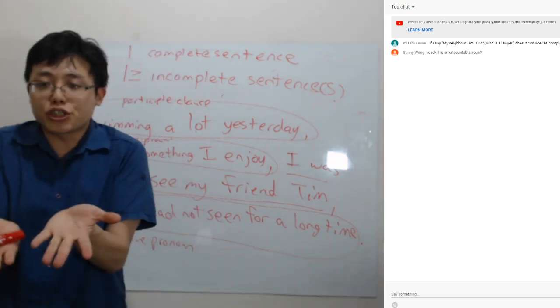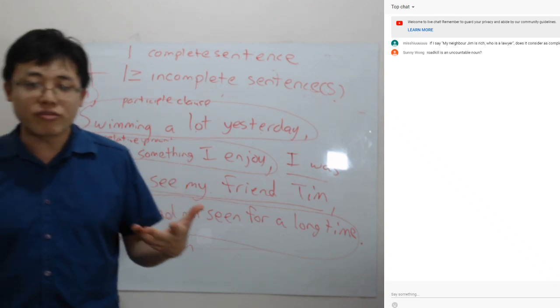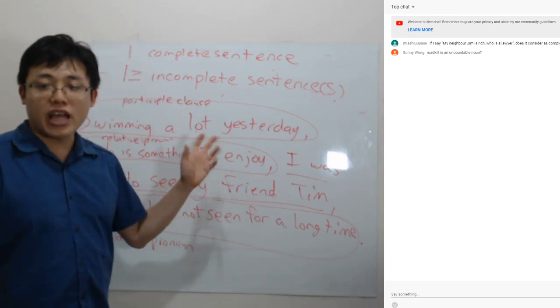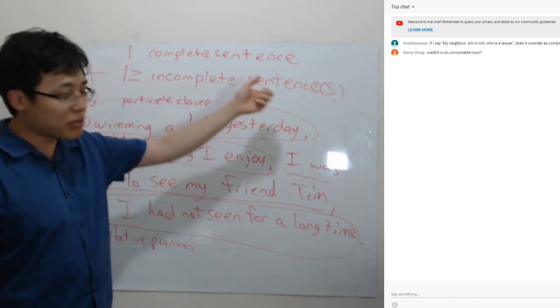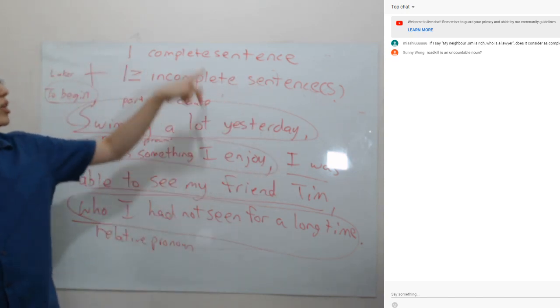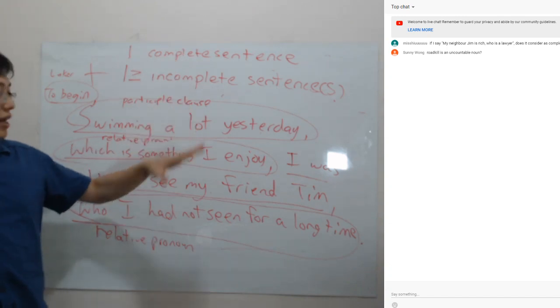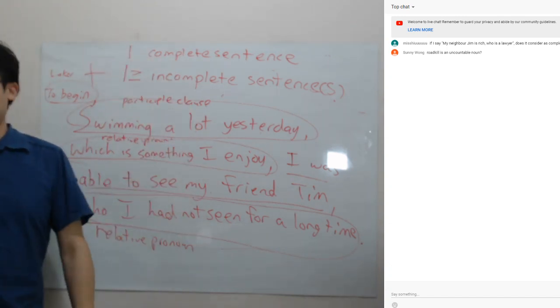If you read an English newspaper, you'll notice that most of the sentences are like this. They have multiple dependent or incomplete sentences, and then only 1 complete sentence or 1 independent clause to make the whole thing work together.